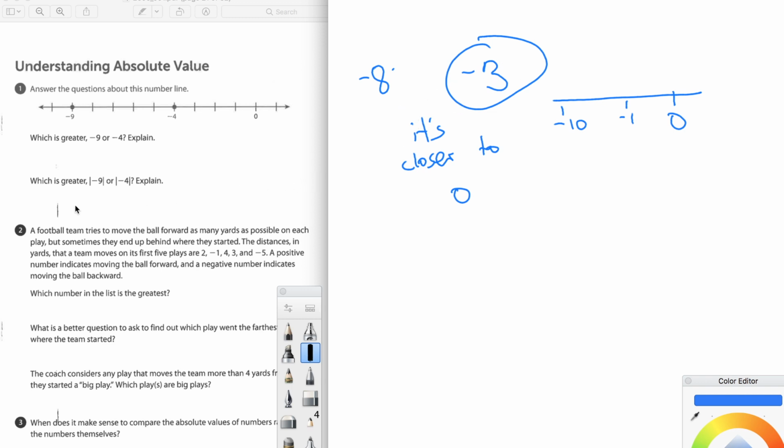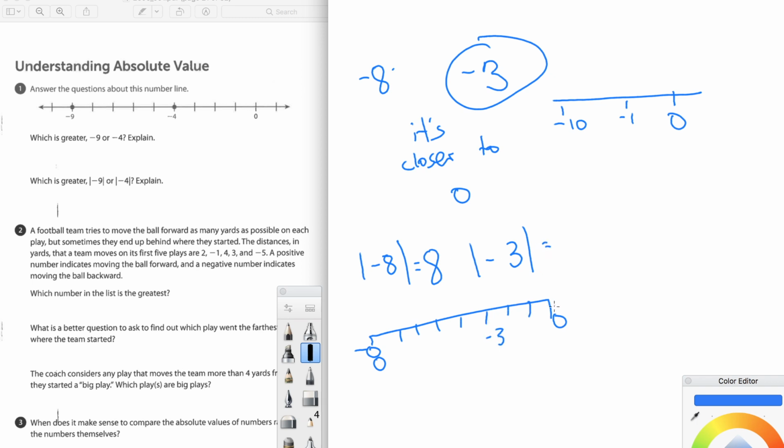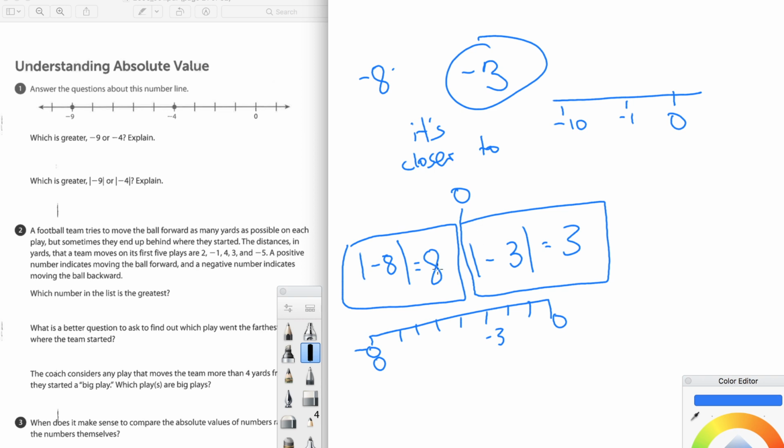Now the next one says which is greater, the absolute value, and I'll do a different example. The absolute value of -8 or the absolute value of -3. Now if you remember correctly, absolute value means how far are you from 0. So for example, how far is -8 from 0? How many lines? 8. How many is -3? 1, 2, 3. It's 3 away. So the absolute value of -8 is 8, and the absolute value of -3 is 3. So the number that is greater is this one, because it's farther from 0.